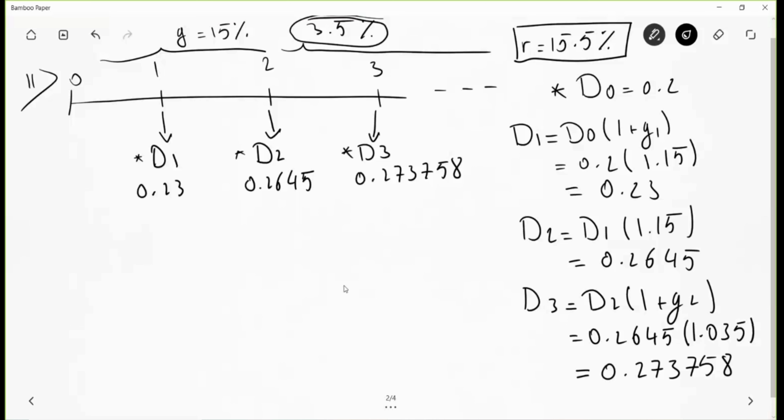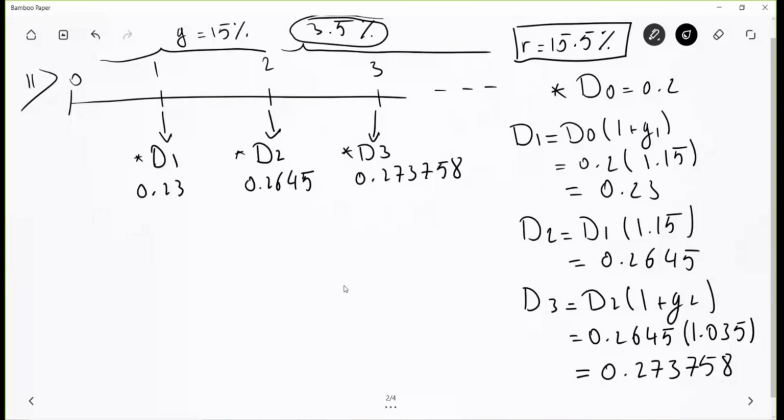So here I have the calculation for D1, D2, and D3. D1 is D0 into 1 plus 15%. So D1 is 23 cents. D2 is D1 times 1.15 once again, because I have this growth rate of 15% over the course of 2 years. So D2 is 0.2645. Finally, D3 equals D2 into 1 plus G2, which is 1.035. And D3 in this case is around 0.27.